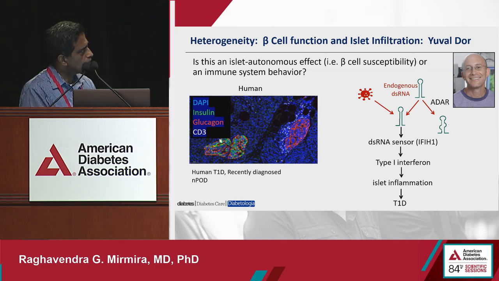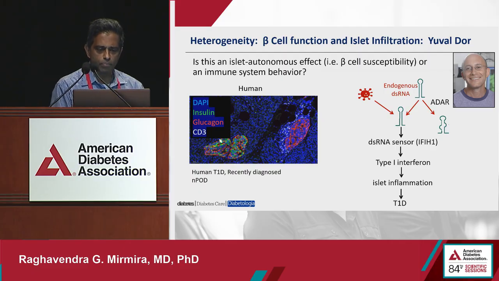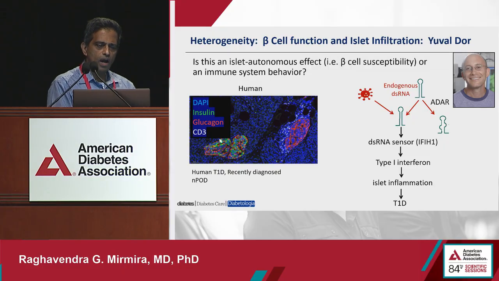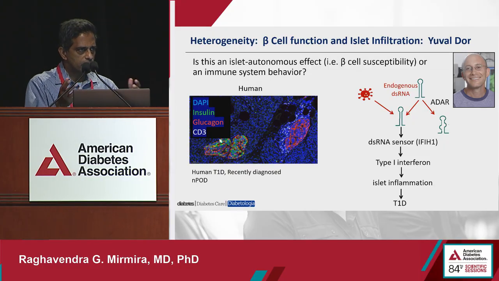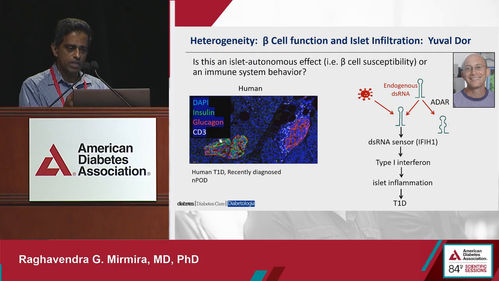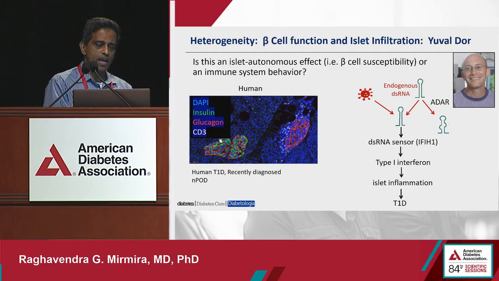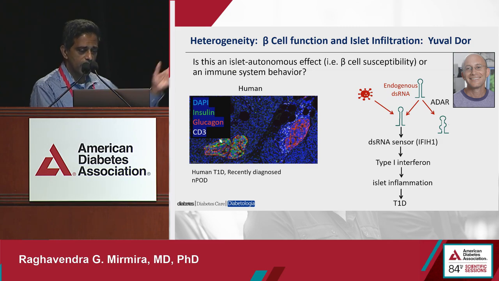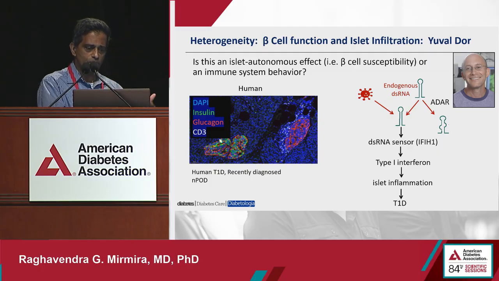And what he looked at was a gene, or an RNA editing protein called ADAR. And as long as that is present in the cell, these endogenous double-stranded RNAs that can come from the genome can be subsequently processed so they don't look like double-stranded RNAs. However, if ADAR is absent, then these double-stranded RNAs get sensed by a sensor, in this case MDA5 or IFIH1, and that triggers the interferon response and islet inflammation.